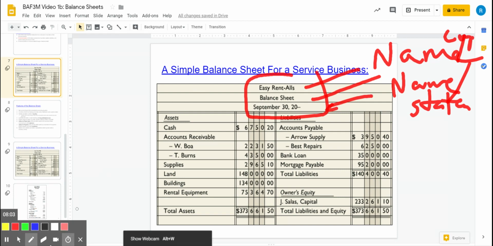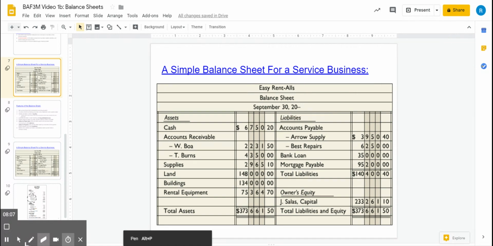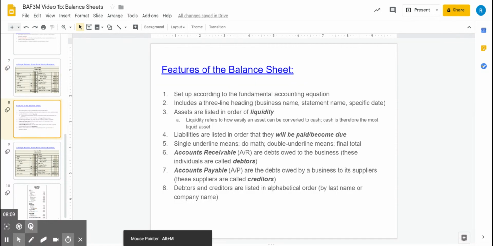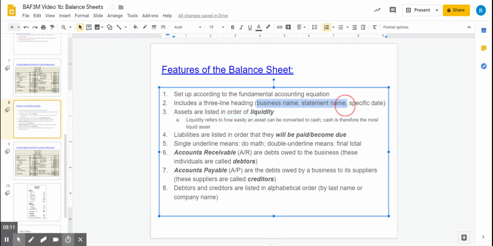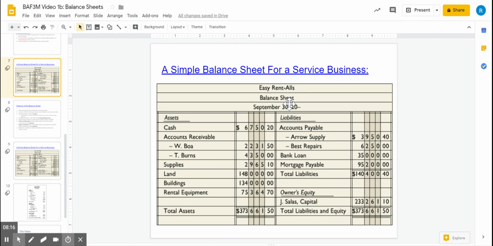So the first rule, on the next slide, let me just flash forward here, is this notion of a 3-line heading: business name, statement name, specific date. And again, because it's a balance sheet, you're actually putting down the date because it's a moment in time. So this was what Easy Rentals owned and owed on September 30th, 2019.